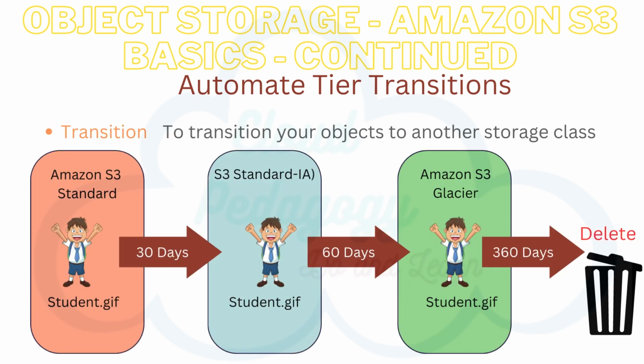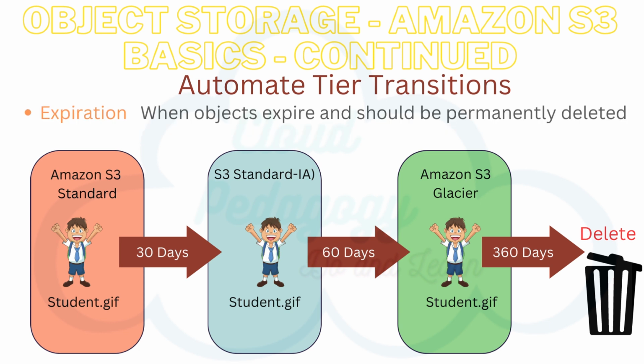Transition actions are used to define when you should transition your objects to another storage class. Expiration actions define when objects expire and should be permanently deleted. For example, you might choose to transition objects to S3 Standard IA storage class 30 days after you created them, or archive objects to the S3 Glacier storage class 1 year after creating them.